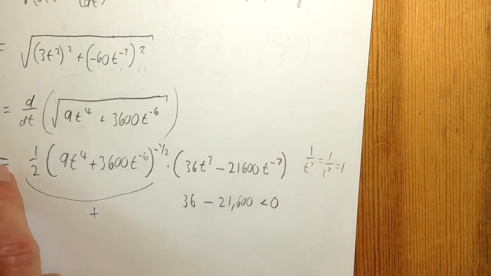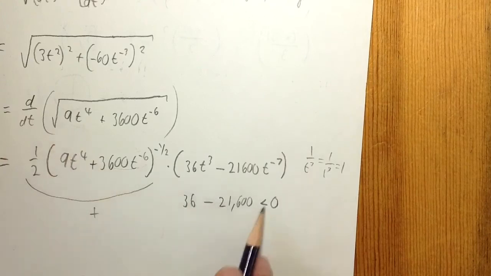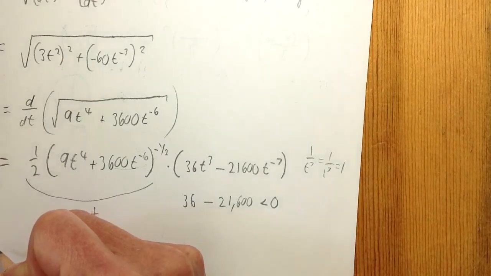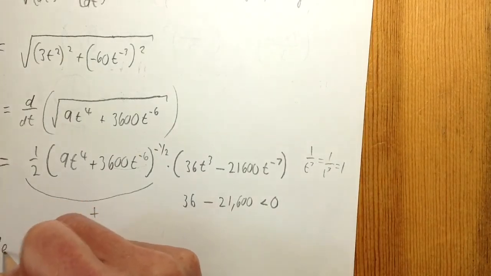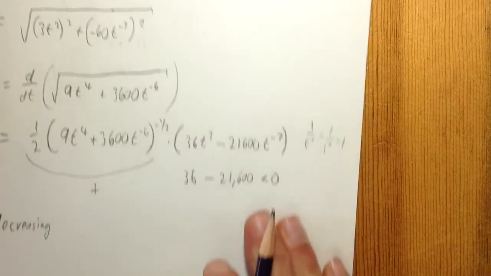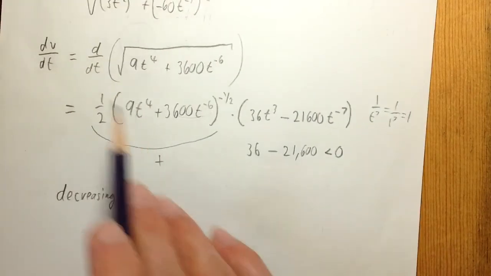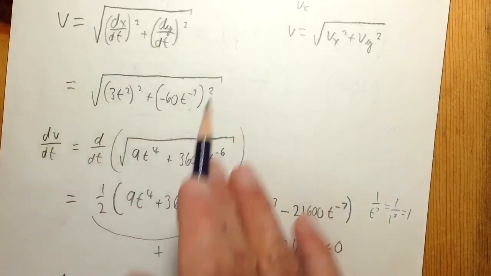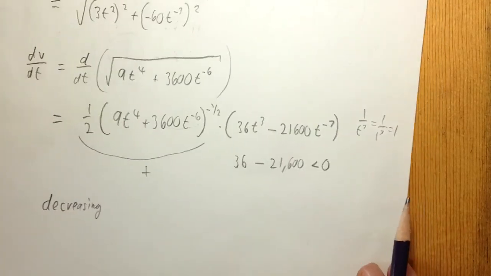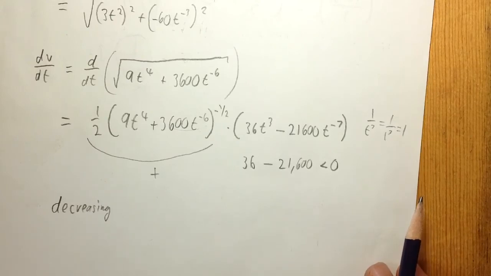So the rate of change of our velocity is less than 0. That means the velocity is decreasing. It's slowing down. So you would say the velocity is decreasing, so it's slowing down. And we justified our answer by taking the derivative of the velocity. It's not really a second derivative, it's the derivative of our velocity. Okay, that's how these parametric equations problems work.